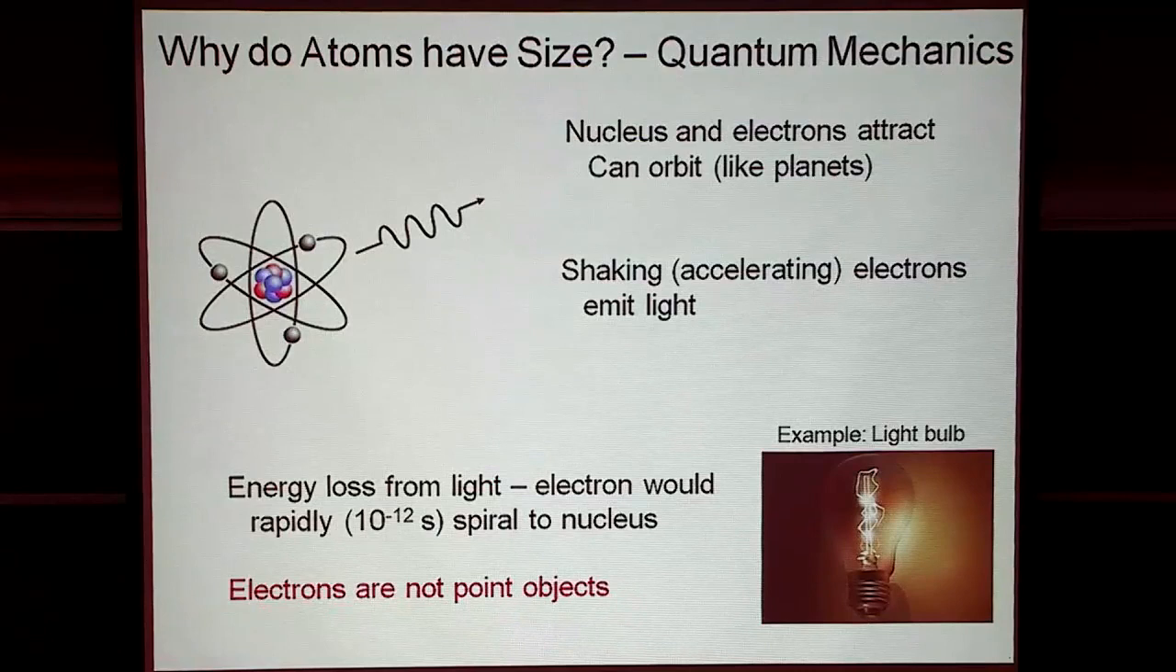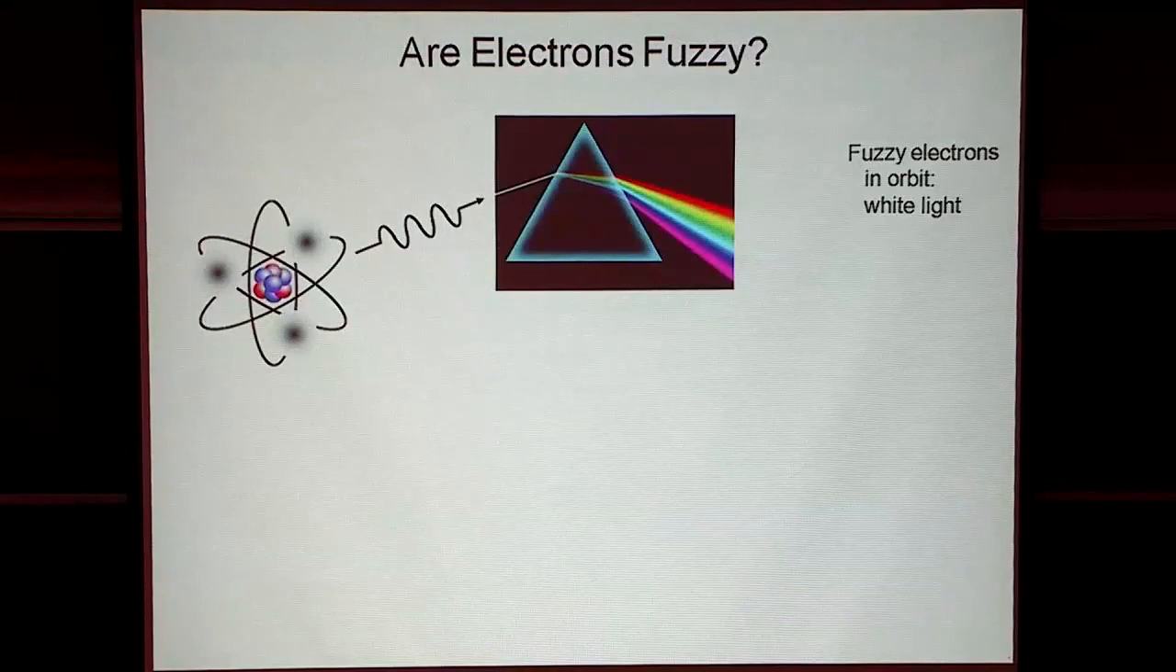As I told my young kids about this, I said, well, that's because electrons are fuzzy, okay? They have some spatial extent. So that's the first model you have of it. But that actually isn't quite the right model.